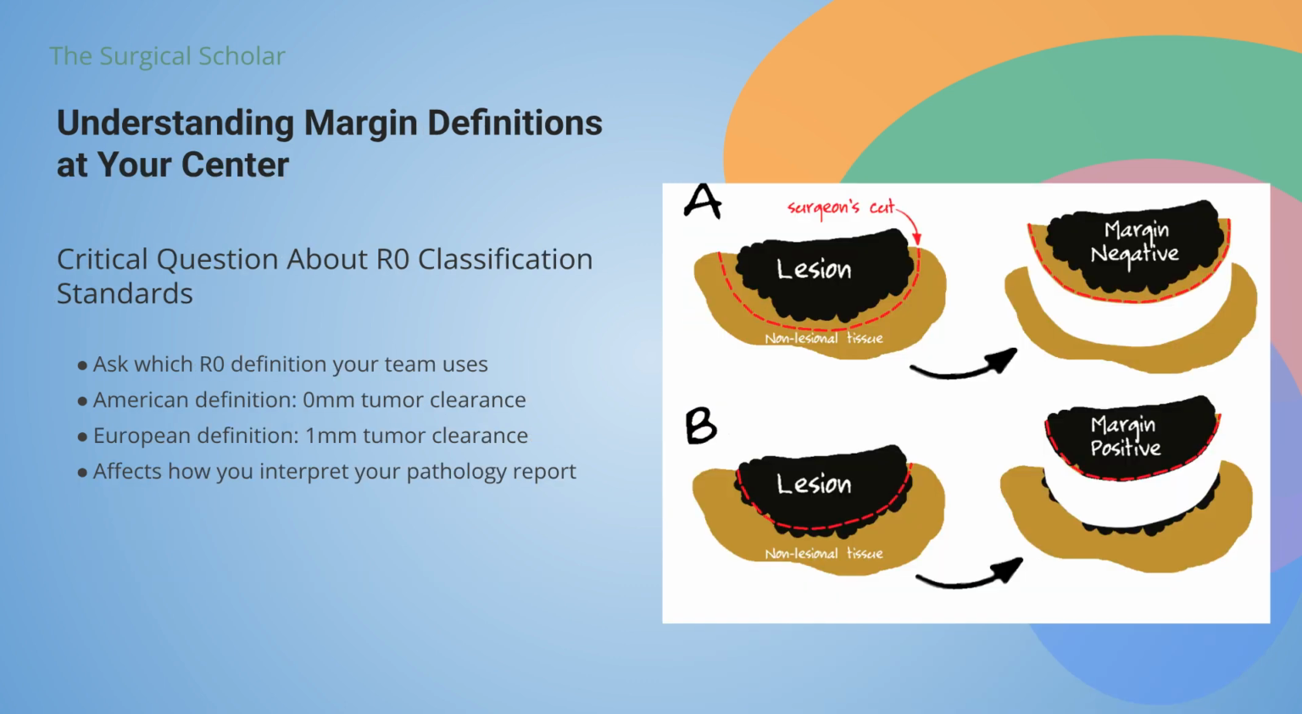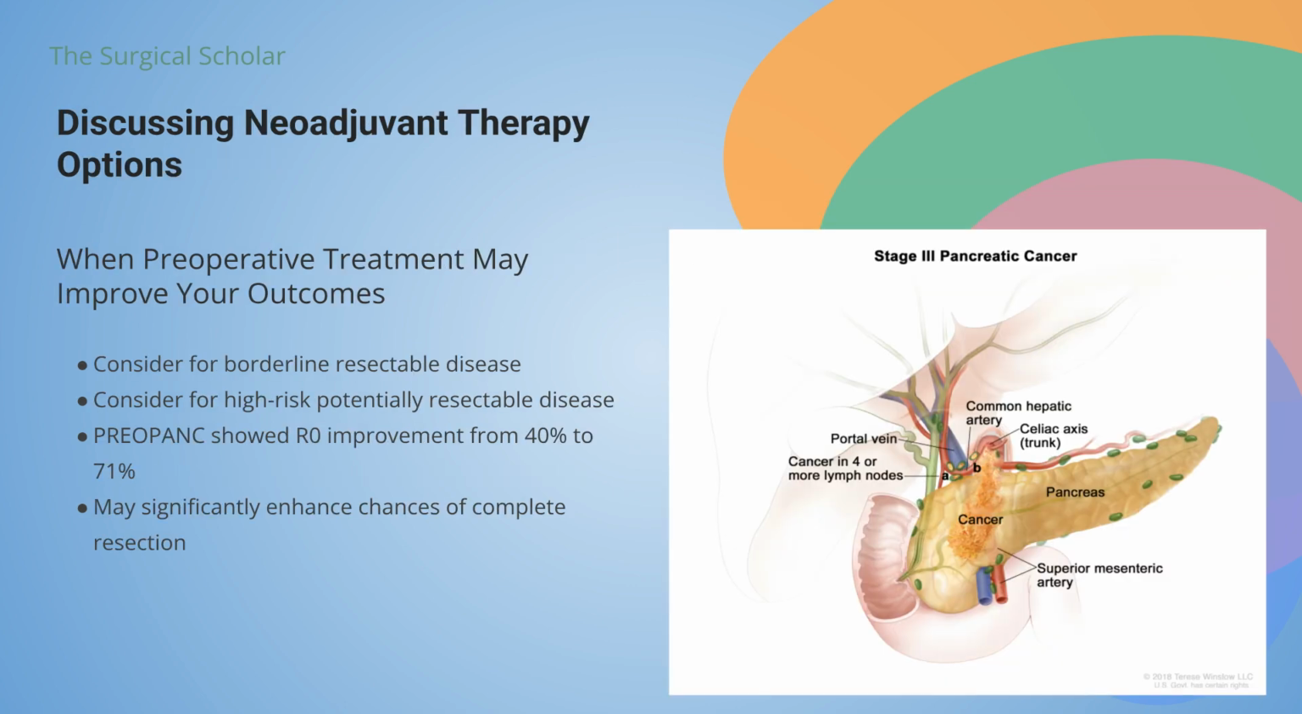About margin definitions. Ask which R0 definition they use, American 0 mm or European 1 mm. This affects pathology report interpretation. About neoadjuvant therapy. If you have borderline or high-risk potentially resectable disease, ask whether neoadjuvant therapy might improve R0 chances. PREOPANC showed this improved R0 rates from 40 to 71%.